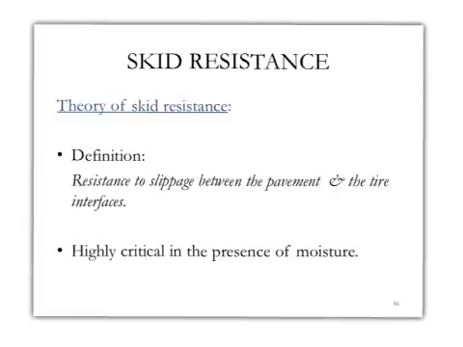Shifting gears now to skid resistance, what do I mean by skid resistance? The way it's defined in many standards, skid resistance is simply any type of resistance to slippage between the pavement and the tire interfaces. So it's a very critical aspect in the presence of moisture, simply because there will not be that much interaction between the pavement and the tire, and you would see a significant amount of slippage between these two components.